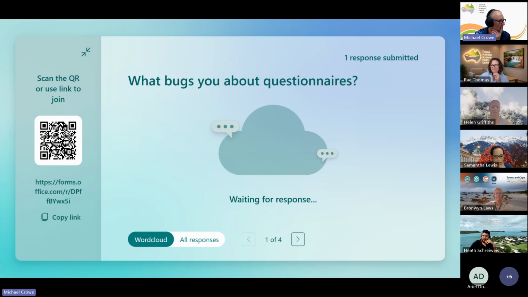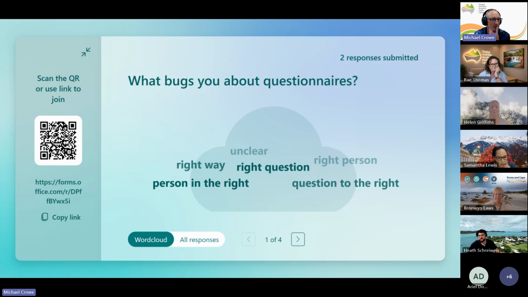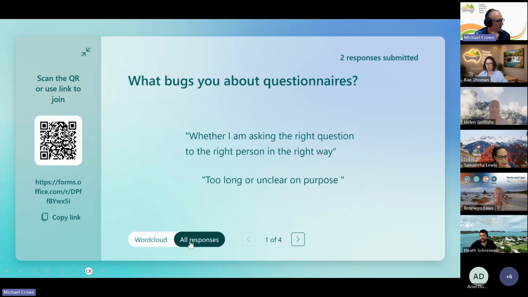Yeah, repetitiveness. Only one response submitted, so it's not going to really show up much. Yeah, spelling errors. Yes. All of these things are good. Yes, too long is a big one as well. Oh, look at that. Unclear. That word cloud does not look good. Let me just go with all responses. That makes it easier.